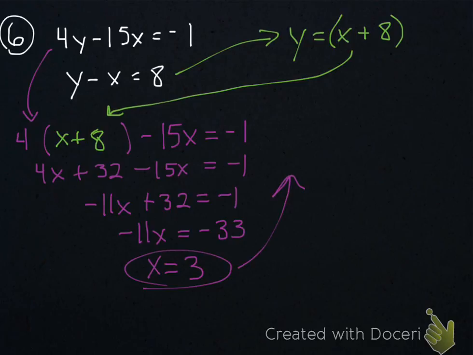Awesome. Let's plug it back in and find the y value. So we have y equals 3 plus 8. So 8 plus 3 is, very good, it's 11. Alright, so my answer is (3, 11).